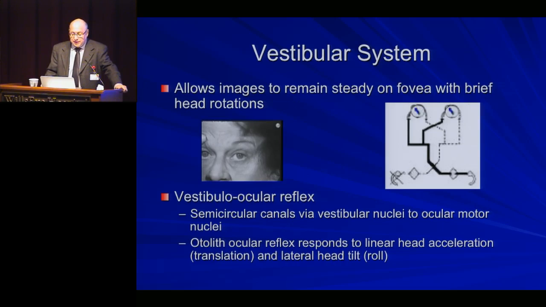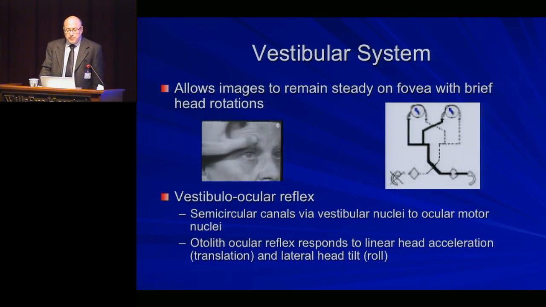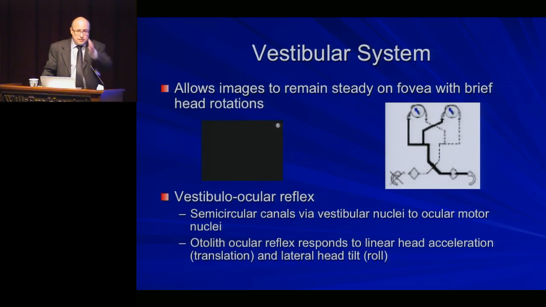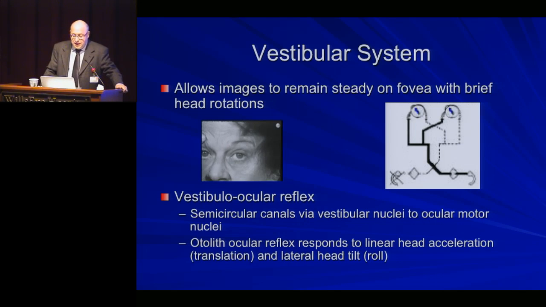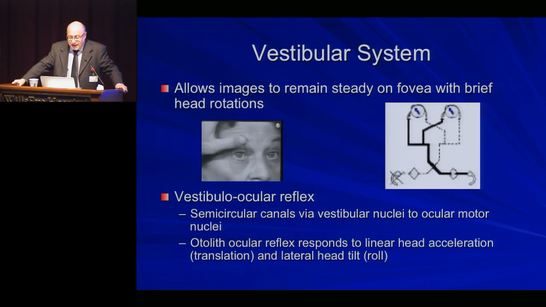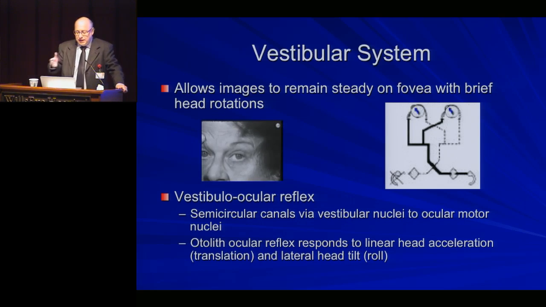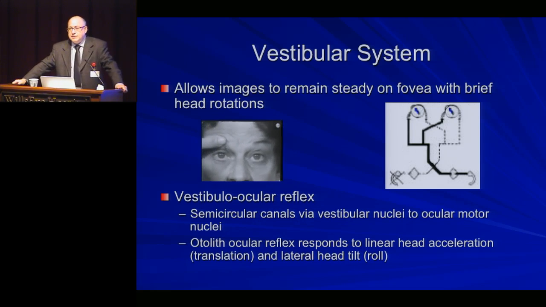The vestibular system allows images to remain steady on the fovea with brief head rotations. So the head moves, but you want to fixate, so you just stay where you want. And this begins in the semicircular canals, goes in the brain via the vestibular nuclei to the oculomotor nuclei. So it goes through the 8th nerve to the 3rd, 4th, and 6th. The otolith ocular reflex responds to linear head acceleration and lateral head tilt.